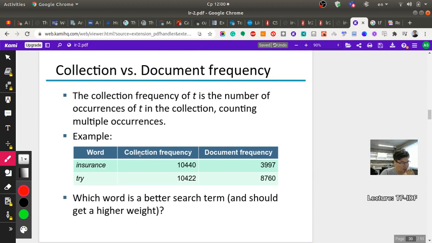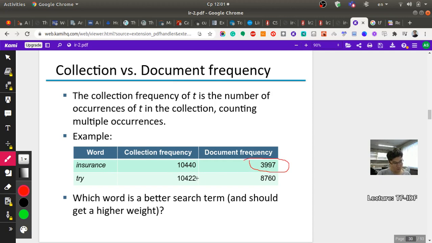So for collection versus document frequency, the collection frequency of T is the number of occurrences of T in the collection, counting multiple occurrences. For example, there are two words like insurance and try. Insurance occurs in our collection 10,440 times, whilst it is met in documents 3,997 times. So it is used many times overall, but mainly in only some documents, only this part of the documents.